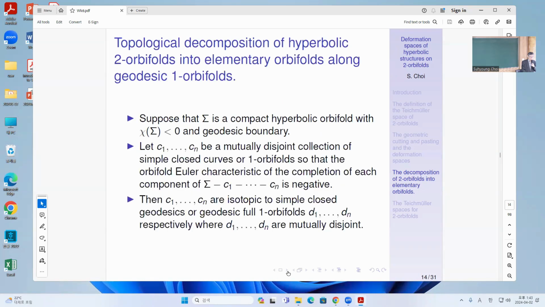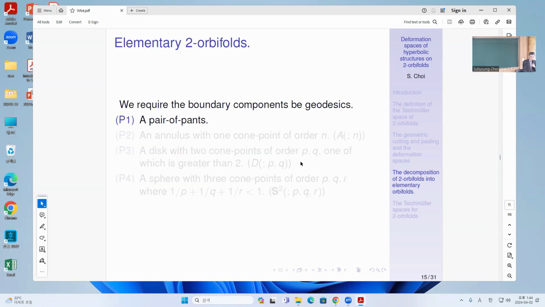Yeah. So because of this construction, whenever you have some hyperbolic structure, you can cut it up along geodesics or closed geodesics or geodesic one-orbifolds, so that the remainder has some orbifold of negative Euler characteristic if you complete it. But you can do this only finitely many times. So these will be the elementary ones. You cannot further decompose after this, okay.